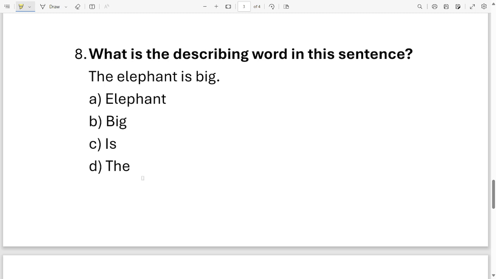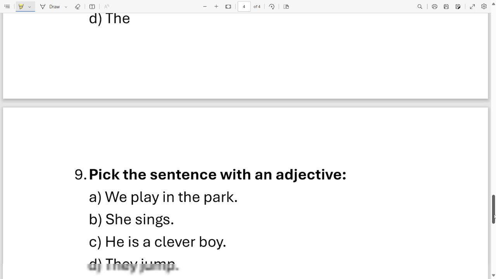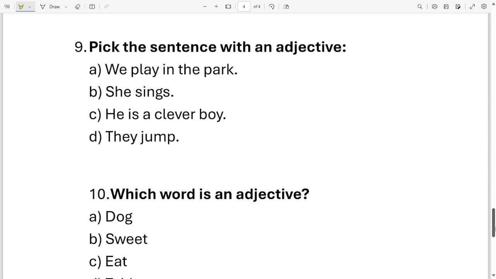Option A, B, C, D. Which one is it? It is option B, big. Here the word big is describing an elephant. So big is a describing word. Okay, let's move on to question number 9, which is pick the sentence with an adjective.